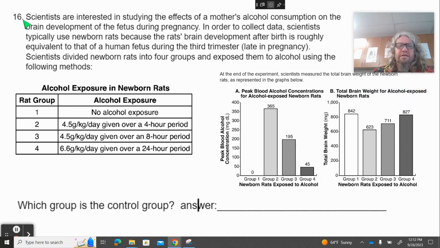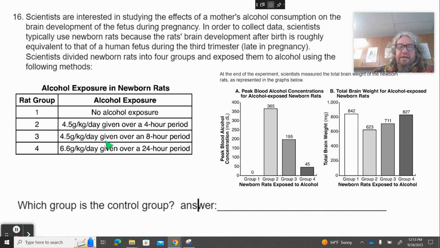Number 16, scientists are interested in studying the effects of mother's alcohol consumption on the brain development of the fetus during pregnancy. In order to collect data, scientists typically use newborn rats because the rat's brain development after birth is roughly equivalent to that of a human fetus during the 3rd trimester, late in pregnancy. Scientists divided newborn rats into 4 groups and exposed them to alcohol using the following methods.